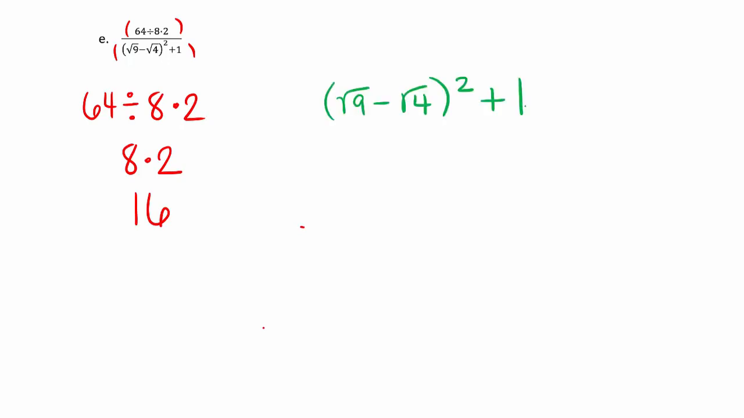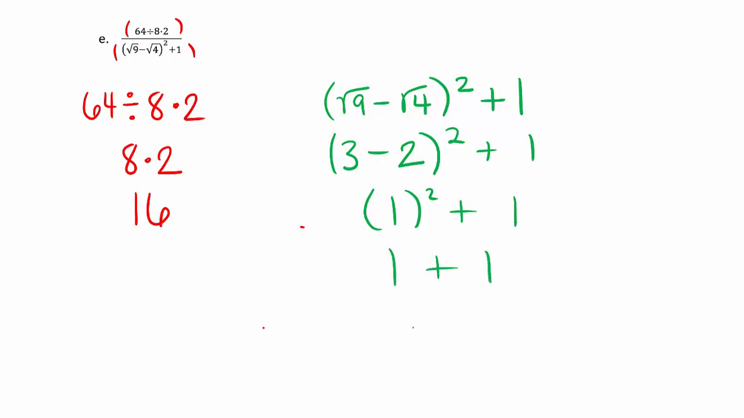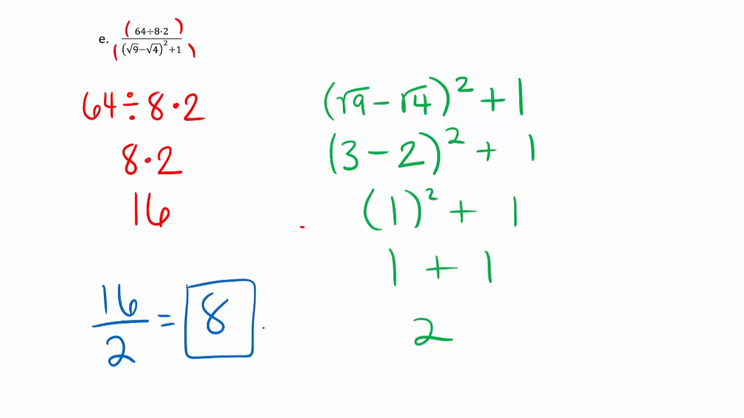Then I'm going to work out the denominator inside the parentheses first. I've got a square root of 9. Well, 3 squared is 9. 2 squared is 4, so square root of 4 is 2. Inside the parentheses, 3 minus 2 is 1. Then I do exponents. 1 times 1 is 1. Finally, 1 plus 1 is 2. So my numerator is 16, my denominator is 2. I finished the problem by doing the division, and I'm left with an answer of 8.